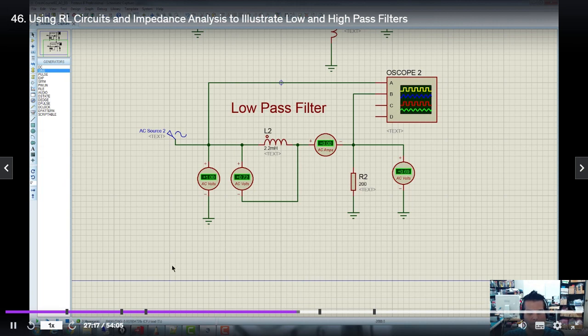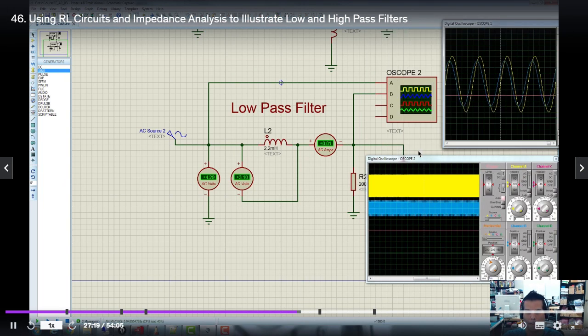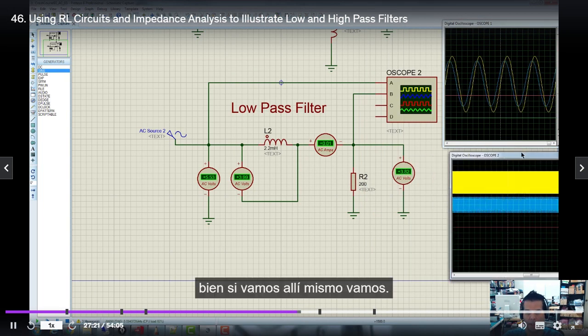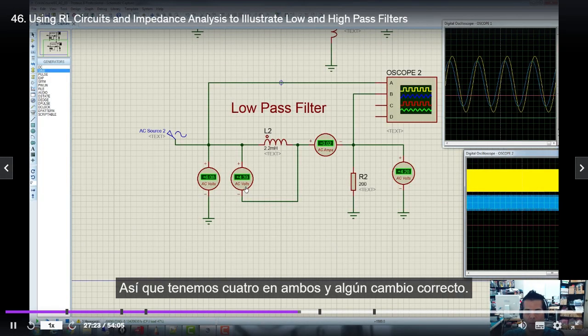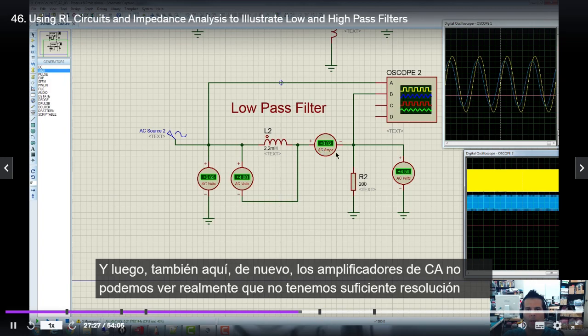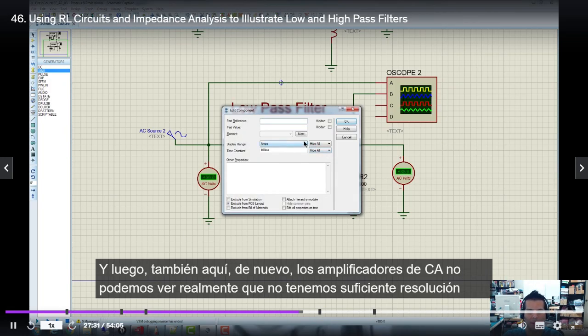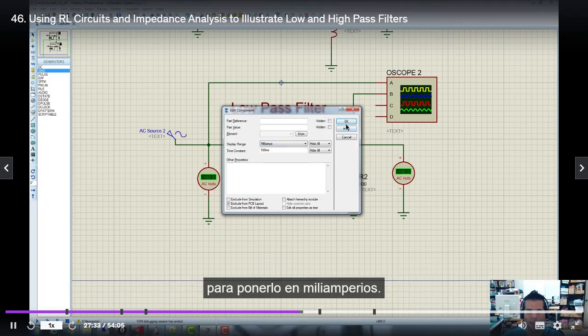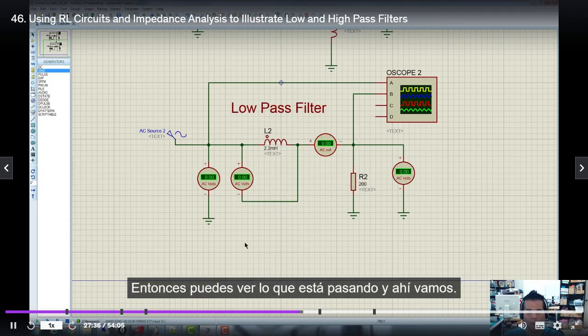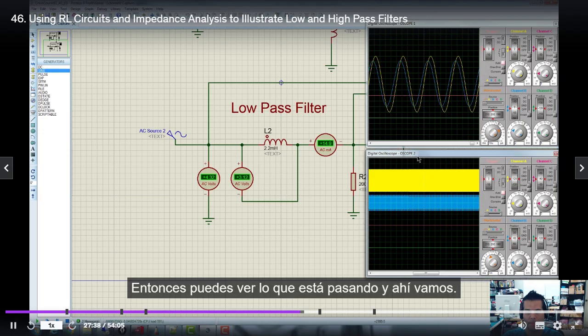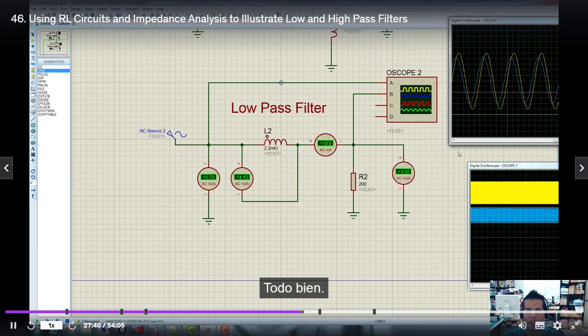All right, here we go. And there we go. So we got both 4 and some change. That's good. And then also over here on the AC amps, again, we can't really see that. We don't have enough resolution, so let's put it in milliamps so we can see what's going on. And there we go. All right, so that is that.